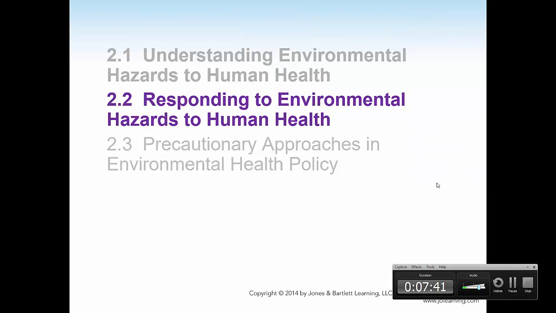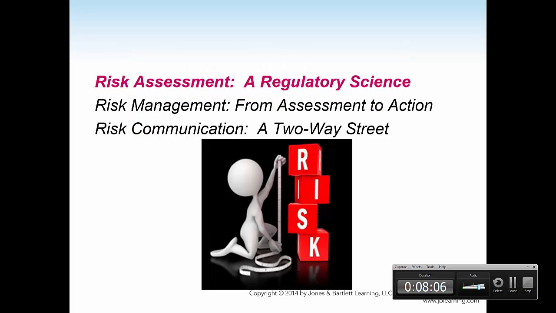So now we're going to delve into responding to environmental hazards to human health, and this is going to start with some math. But bear with me. Believe me, there's a lot of epidemiology that is involved in this particular chapter. I'm going to try to pare it down to the basics, so just bear with me, all right? Okay, so first of all, we're going to start talking about risk assessment, risk management, and risk communication.